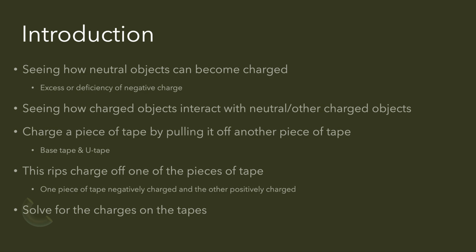So we did this by charging a piece of tape by pulling it off another piece of tape. So we had two pieces of tape, the base tape, which was just on the table, and then the U-tape that you just put on top of the base tape and then ripped off. And by ripping the U-tape off the base tape, you transferred charges between the tapes, which turned it from two neutral pieces of tape to one that was positively charged and one that was negatively charged. And then we solved for the charges on the tapes.